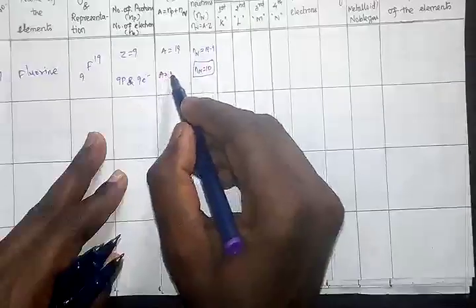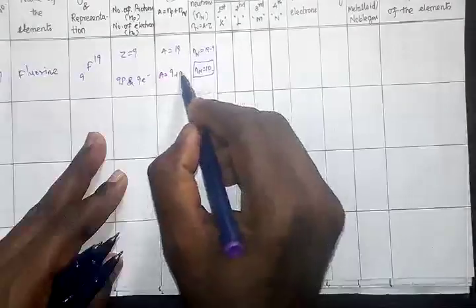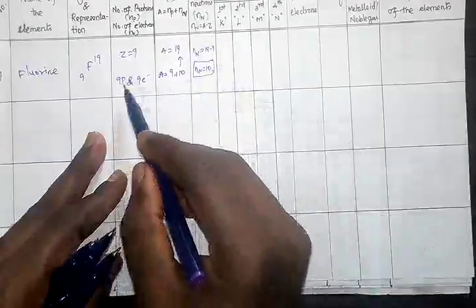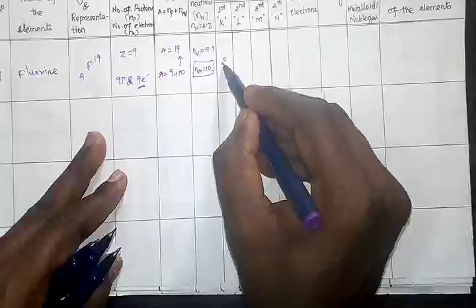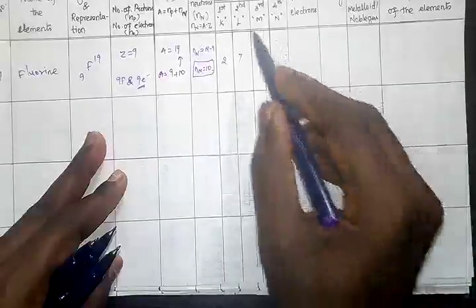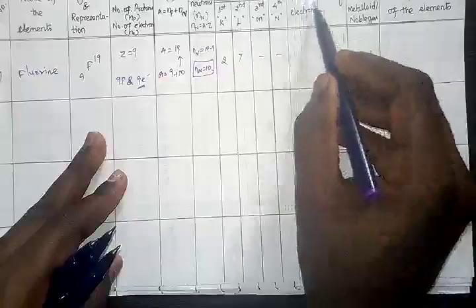Number of neutrons is 10. So A is equal to 9 protons plus 10 neutrons, so the answer is 19. It consists of 9 electrons, so 2 in the K shell and 7 in the L shell. The other 2 shells are empty. The number of valence electrons is 7. You can see here the last shell has 7 electrons.